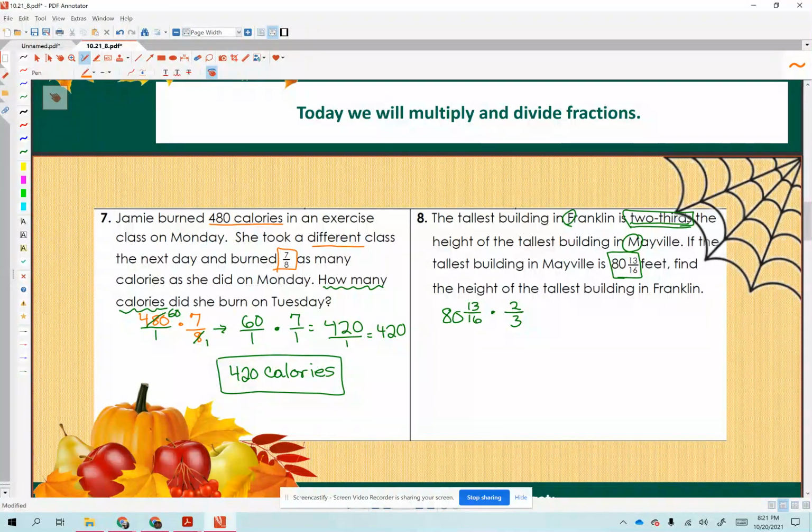So 80 times 16 equals 1,280. So 80 times 16 is 1,280. And then we still need to add the numerator of 13, which will give us 1,293. So when we rewrite this fraction here, we will rewrite it as 1,293 over 16 times 2/3.